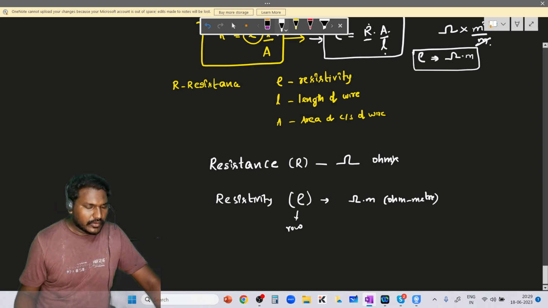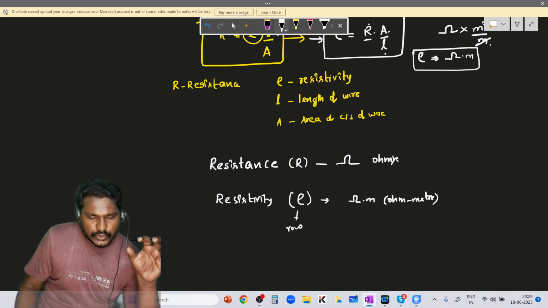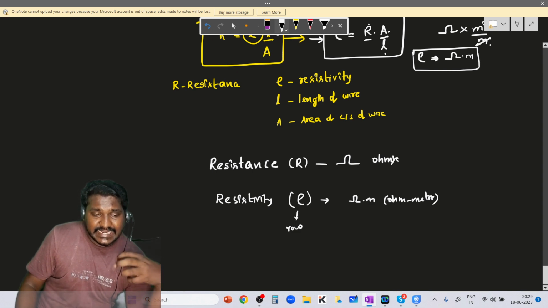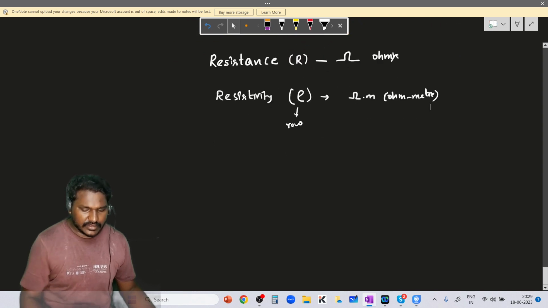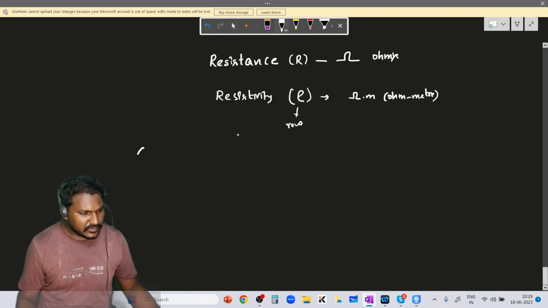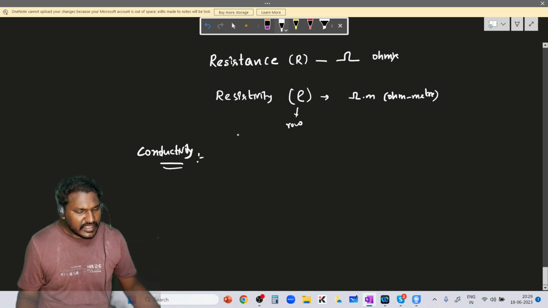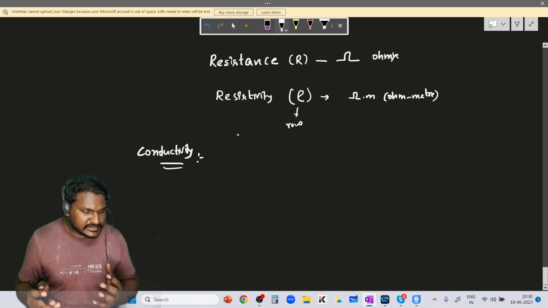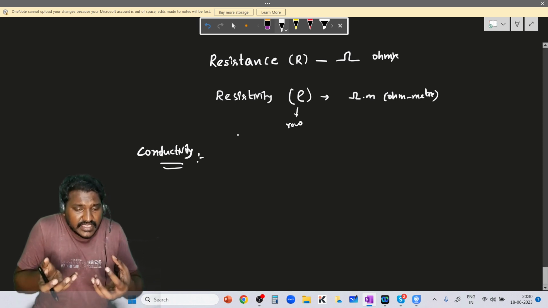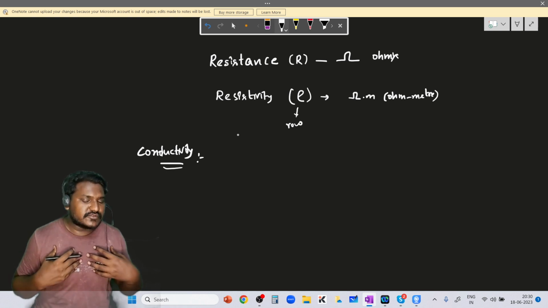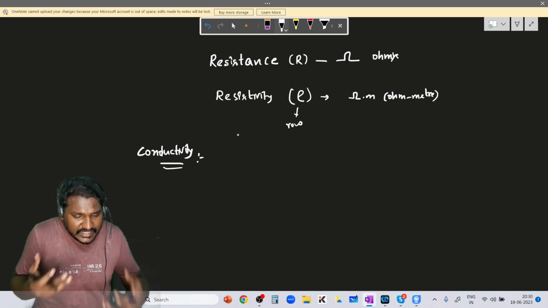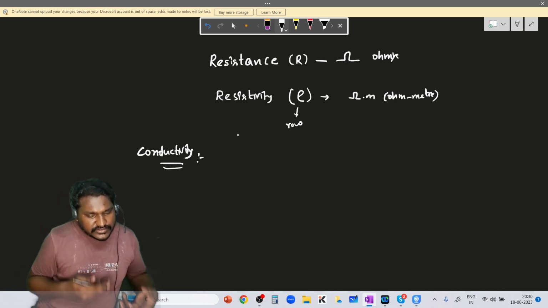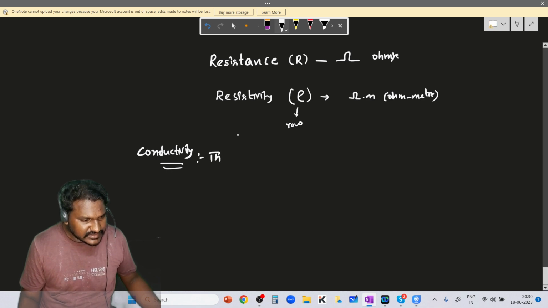Okay, now here you have to know two terms called resistivity and conductivity. There is a very simple definition. You can even guess the definition by the name itself. Conductivity is different for different metals. The ease with which a material allows the current to pass through it is known as conductivity. The ease, that means how much ease it is allowing the current to pass through it.